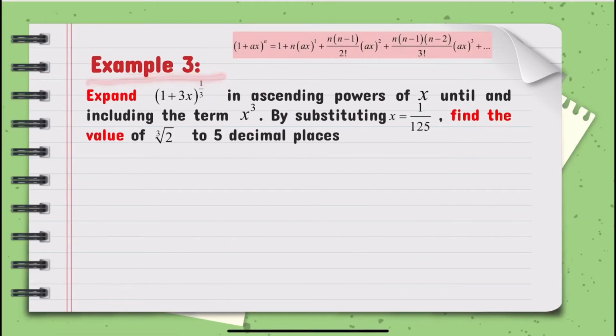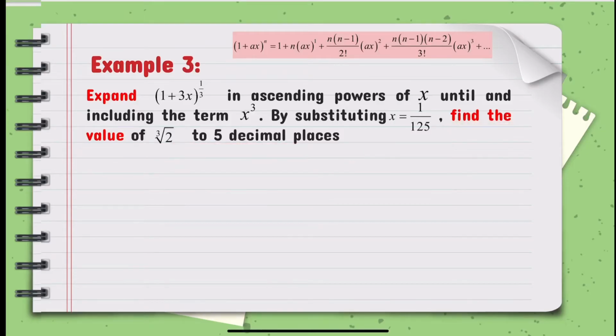Example 3. Expand (1 + 3x)^(1/3) in ascending powers of x until and including the term x³. By substituting x = 1/125, find the value of cube root 2 to 5 decimal places.